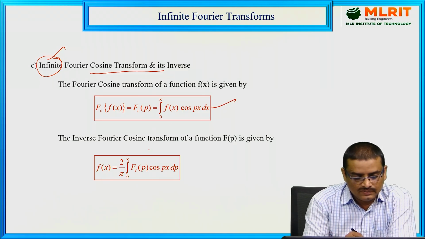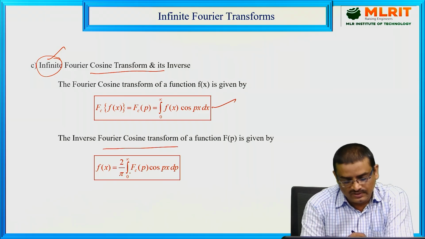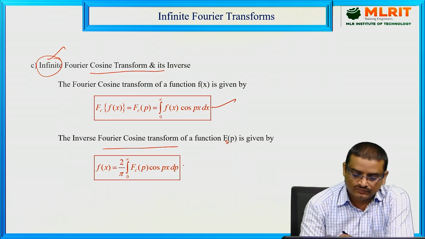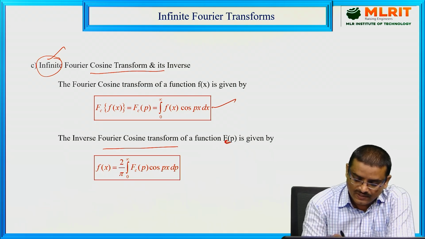And next, similarly, this is our inverse Fourier cosine transform value here, F suffix c of p is given by.